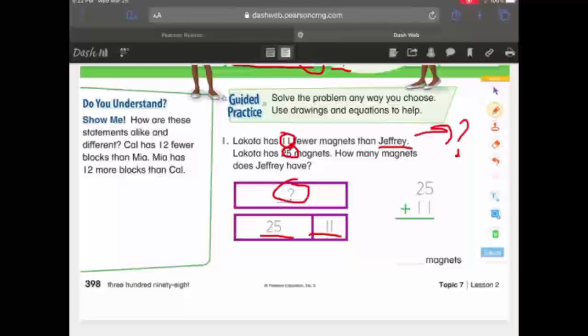Then they gave us an equation to solve, 25 plus 11. Now we know we need to add, because 25 and 11 is going to equal Jeffrey's amount. So after solving the equation, we find out that Jeffrey has 36 magnets.